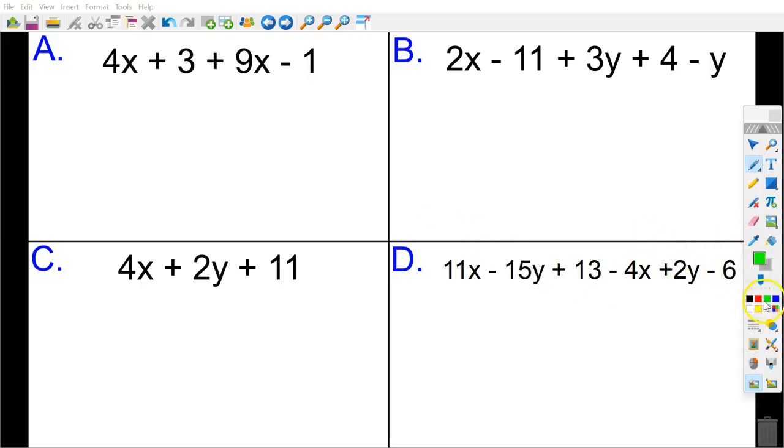I'm going to go to green, and then I'm going to circle like terms. So I've got 4x, and I've got positive 4x. Then I'm going to go to blue and underline the other pair of like terms. I've got positive 3 and negative 1. Now let's work them out.